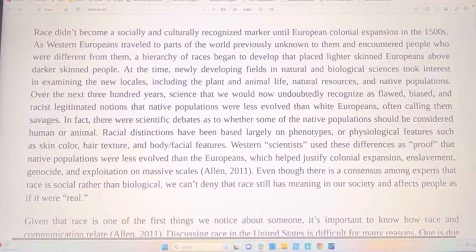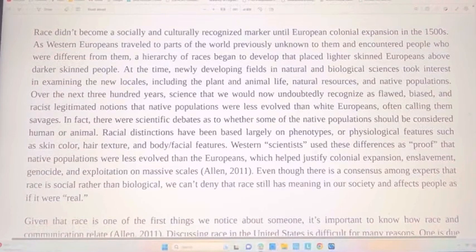Over the next 300 years, science that we would now undoubtedly recognize as flawed, biased, and racist legitimated notions that native populations were less evolved than white Europeans, often calling them savages. In fact, there were scientific debates as to whether some of the native populations should be considered human or animal.